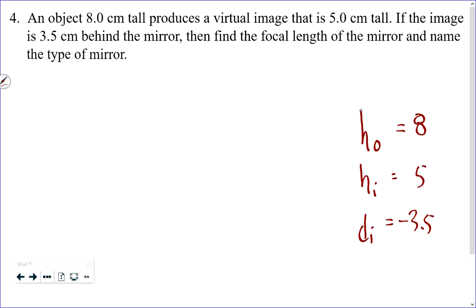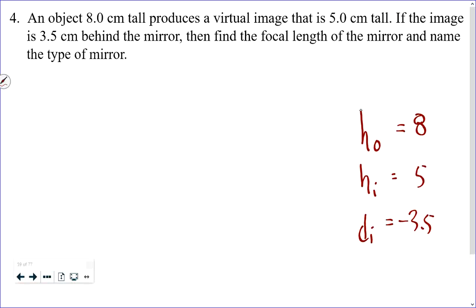What's the focal length of the mirror? Do you think, reading the question, you can tell me what type of mirror it is before we calculate the focal length? The object is 8 centimeters tall, and the virtual image that's produced is only 5 centimeters tall. Liam? It's convex, because the virtual image is smaller.